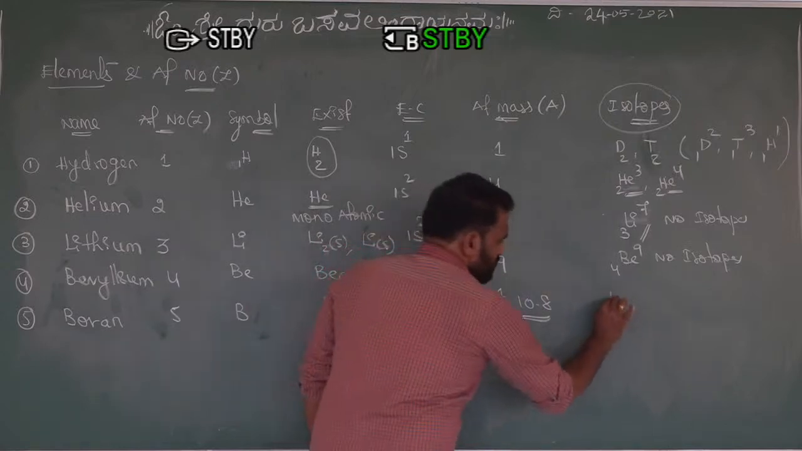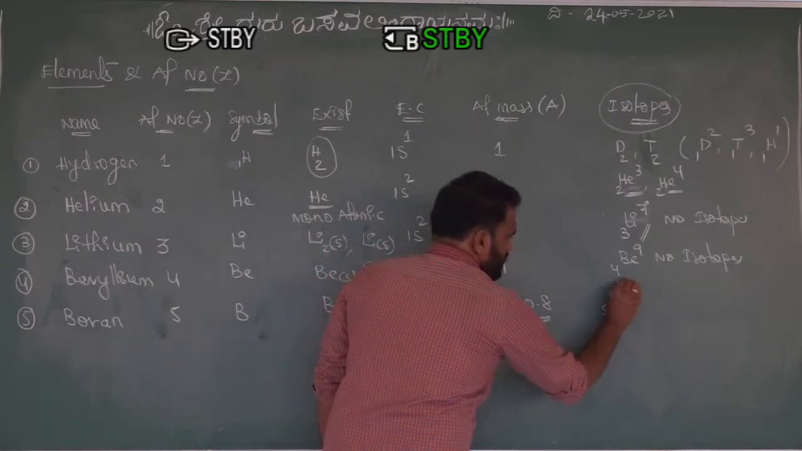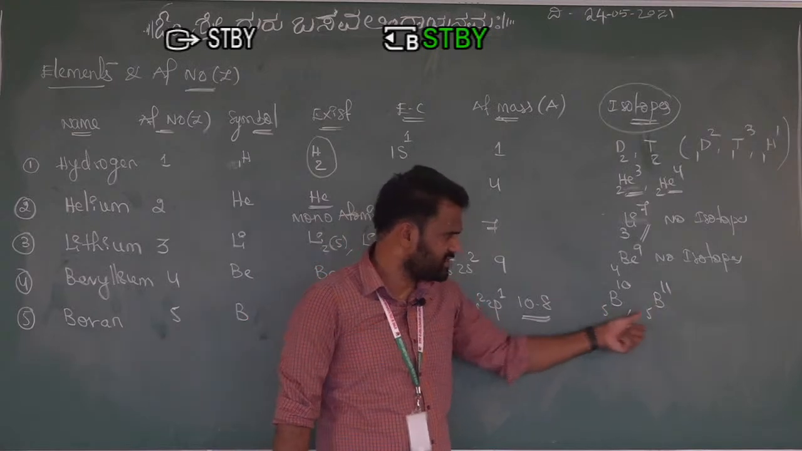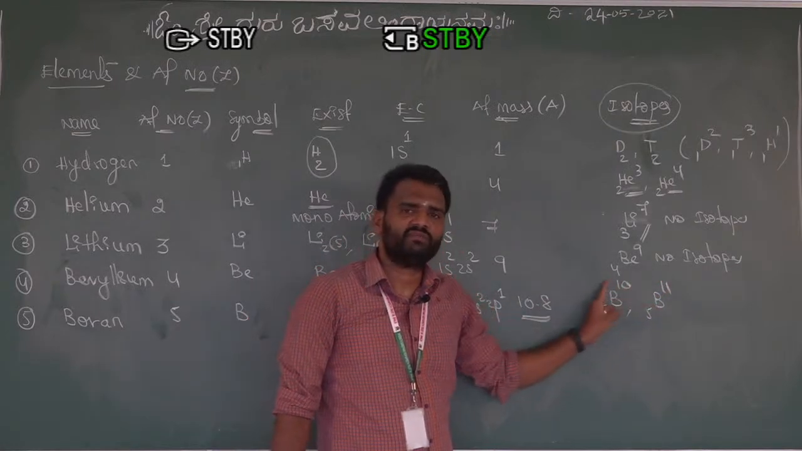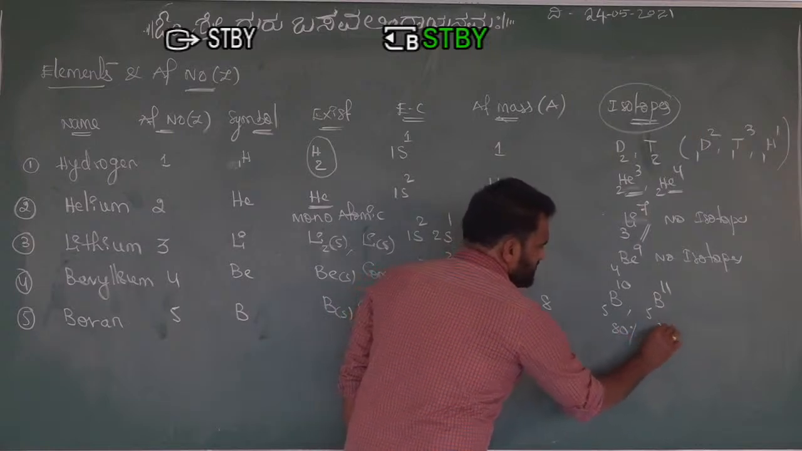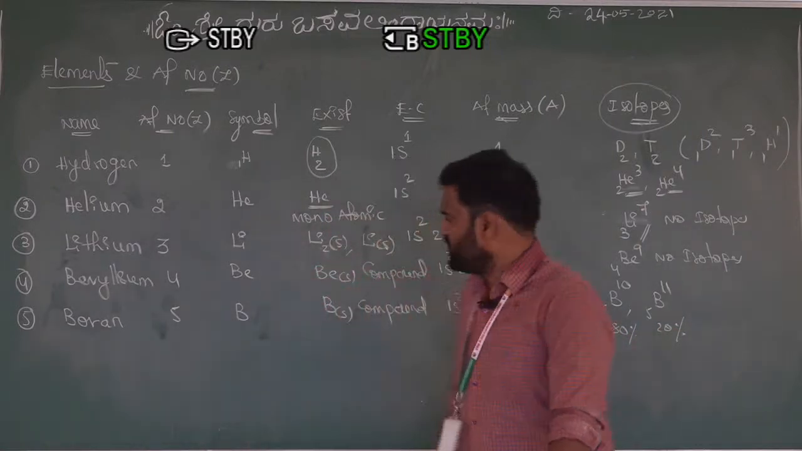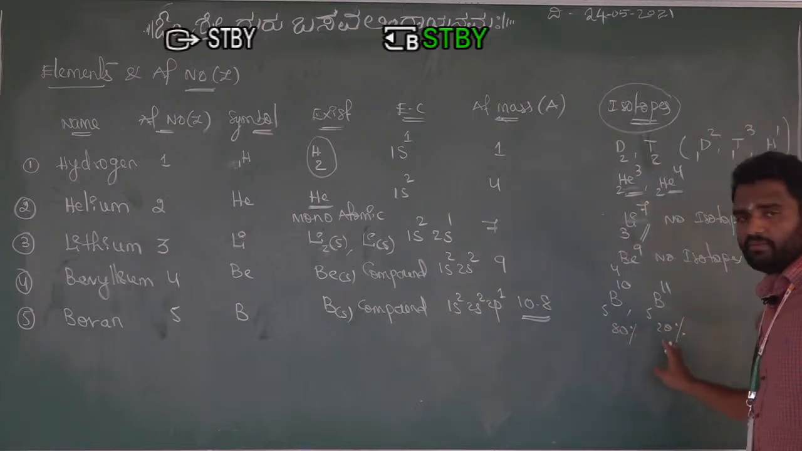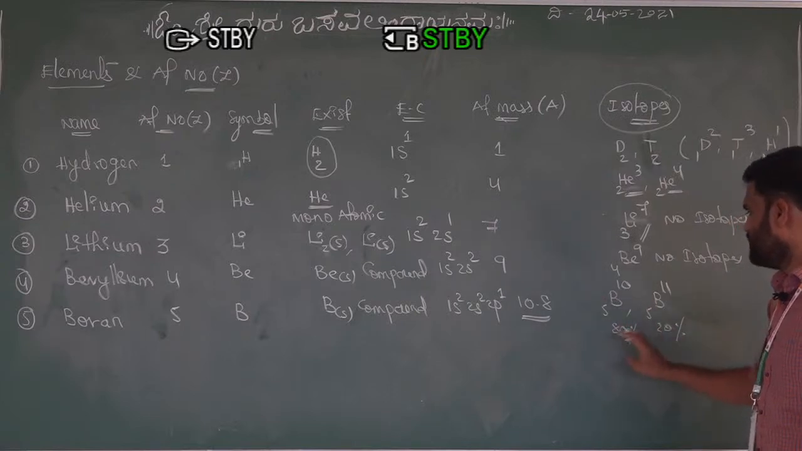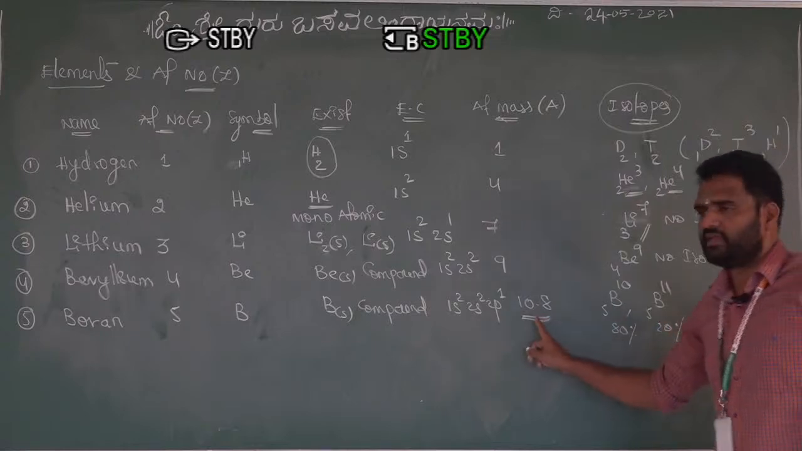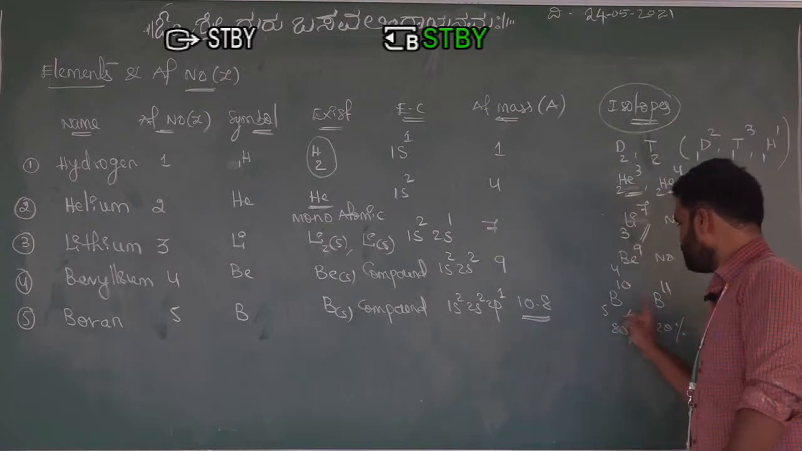Now what are the isotopes of boron? Boron is 5, and one boron is 10 and the other boron is 11. So these are the two isotopes of boron. Both have the same atomic number, but the mass numbers are different. Boron-10 exists 80% and boron-11 exists 20% in nature. Together natural abundance is always 100%. If you take the average, 80 into 10 plus 20 into 11 by 100, you will get 10.8. So 10.8 is the average atomic mass of these two isotopes.